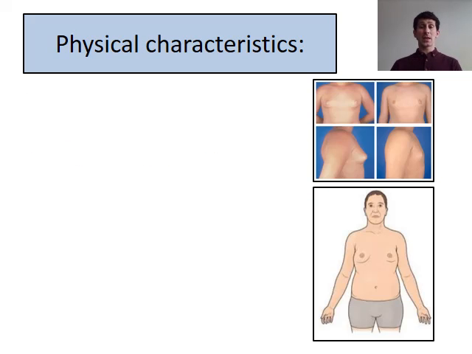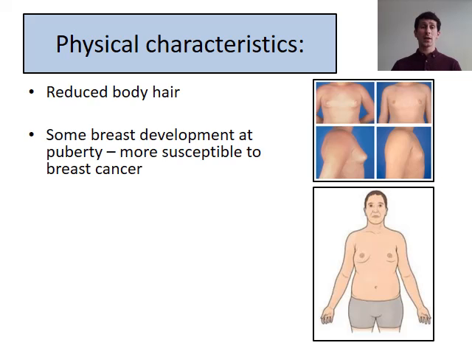The pictures on the side here show you what someone typically with Klinefelter syndrome would look like. They'd have reduced levels of body hair and they might have some breast development. If you think they've got an extra X chromosome in there, so they're going to look slightly more feminine. And because of that breast development, they're slightly more susceptible to things such as breast cancer.